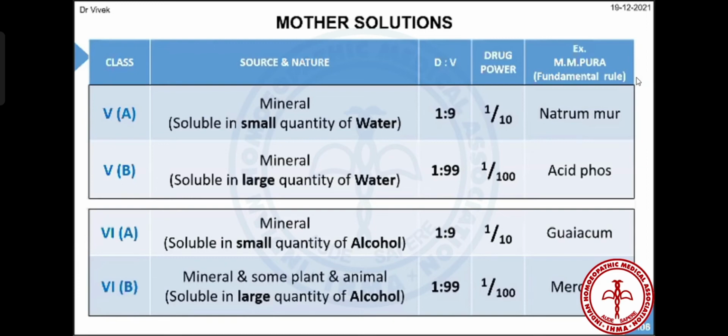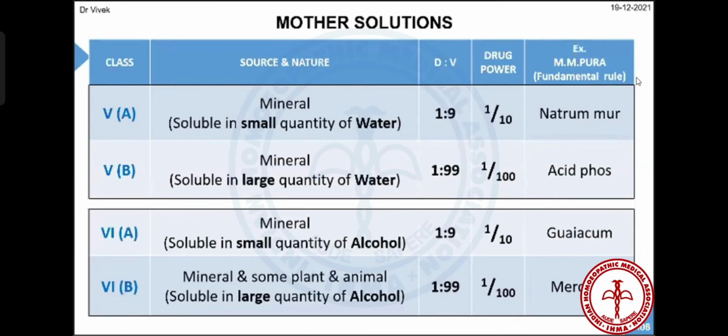Class 5A drug vehicle ratio will be 1:9 with a drug strength of 1/10, and it is mentioned under natrum mur. Natrum mur is easily soluble in water and with less quantity of water, so it is 1:9 and 1/10. Class 5B, again minerals which are soluble in water, requires larger quantity of water, so it is prepared in 1:99 ratio. Drug strength is 1/100. It is mentioned under acid fluor in Materia Medica Pura.